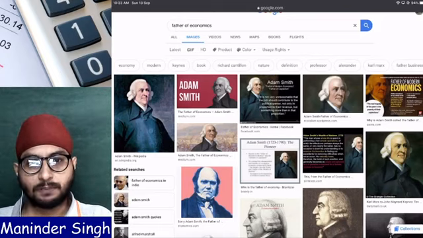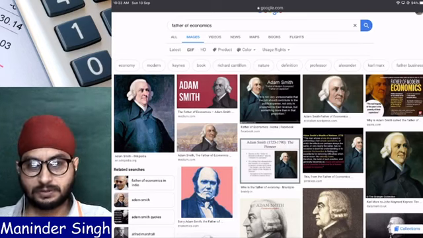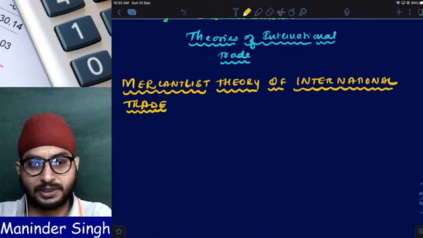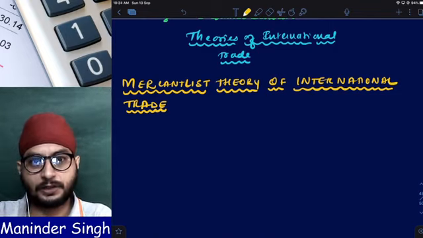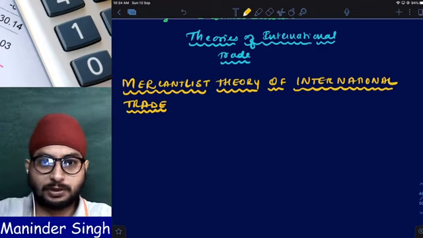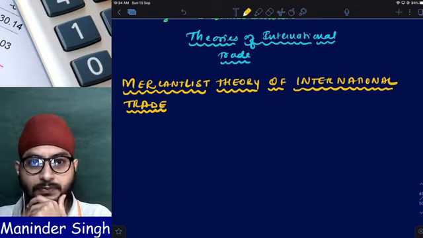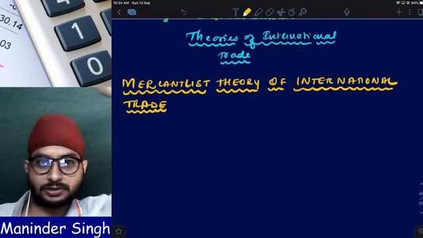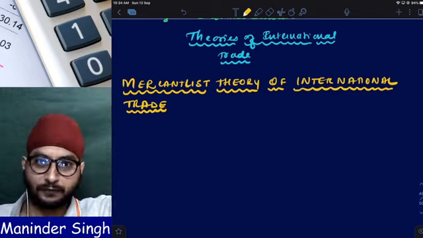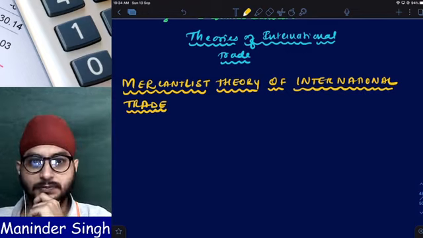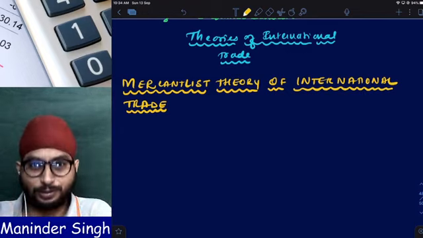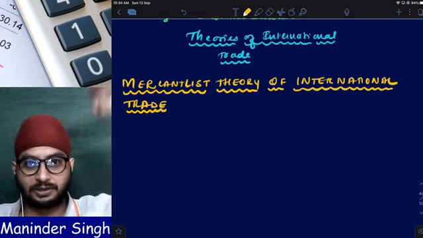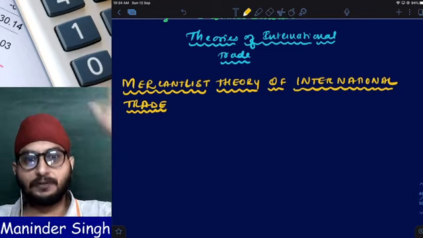Adam Smith. Now, Adam Smith gave some definition and meaning of international trade. But before Adam Smith also, there were some economists. So can I call them grandfathers of economics? They are not actually grandfathers of economics, I am telling you to make you understand. Before the father of economics, some people might have given their own meaning of international trade. Let us see the grandfathers of international trade.